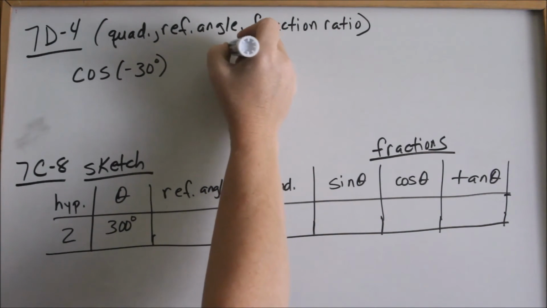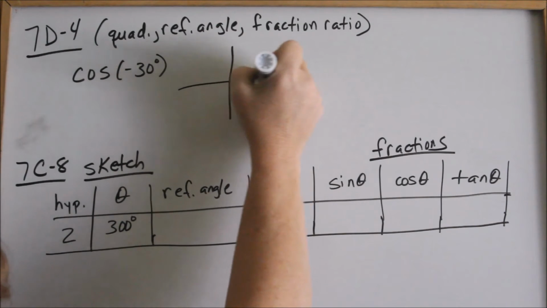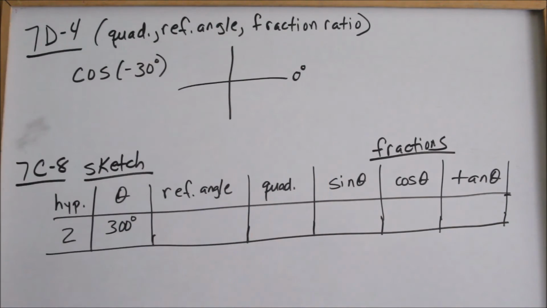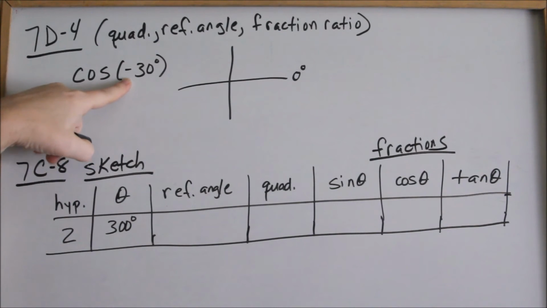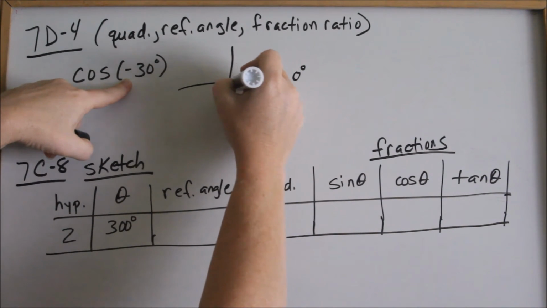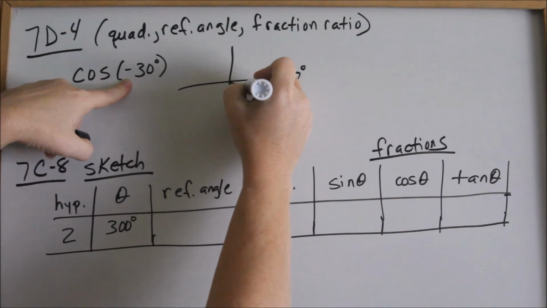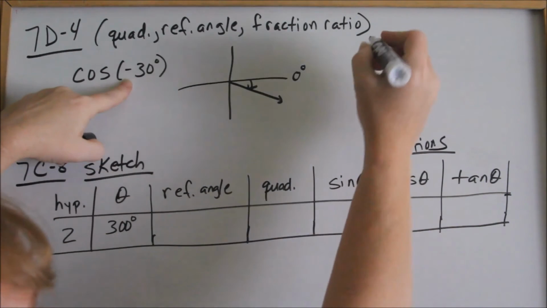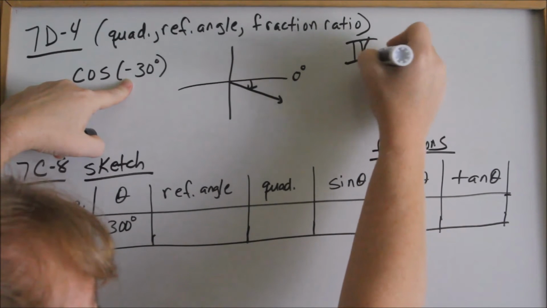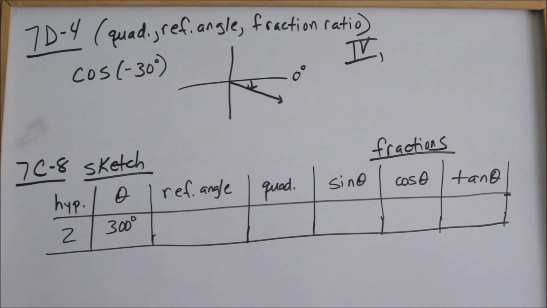So let's draw a sketch first. So there's my quadrants, there's 0 degrees. Negative 30 means I'm going to rotate in the clockwise direction. So that would be something like that. I'm rotating in the clockwise direction. So what quadrant did I end up in if I just go negative 30 degrees? That would be quadrant 4. So I'm in quadrant 4.